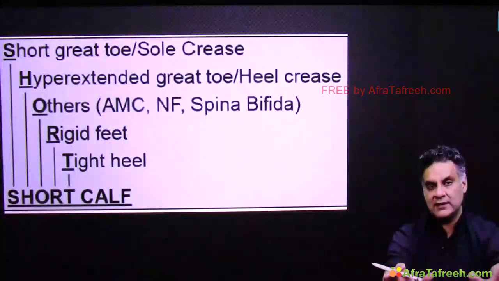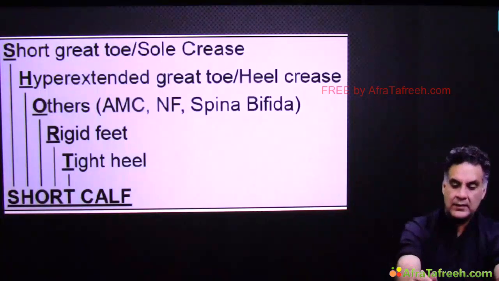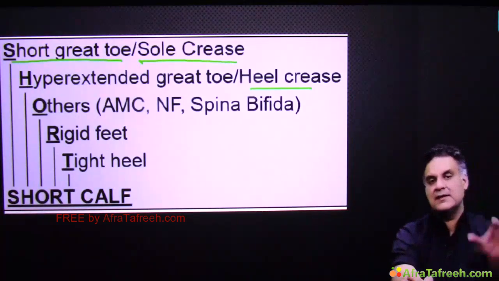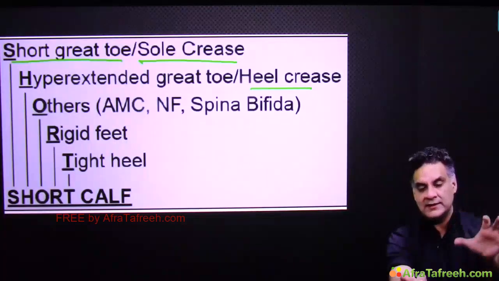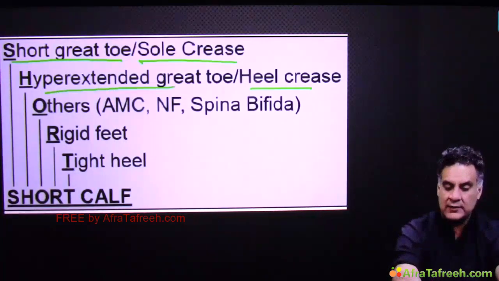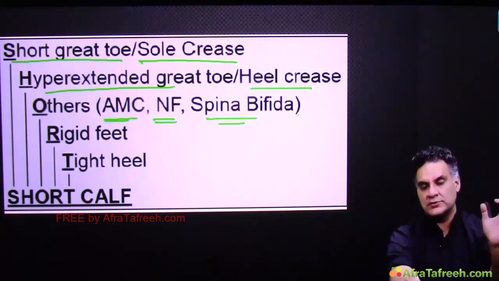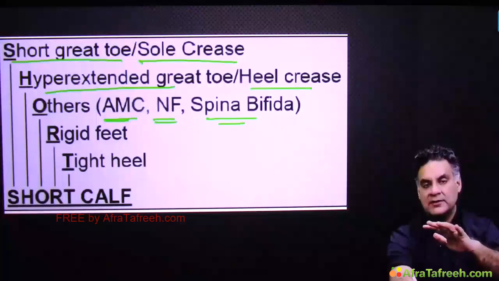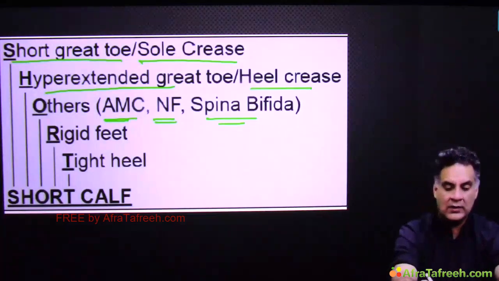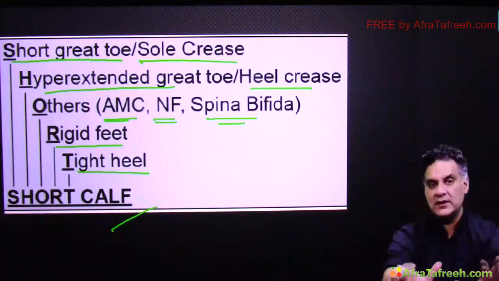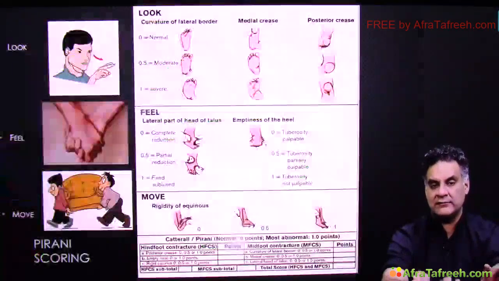If you have a rigid club foot, remember the mnemonic. You will have a short great toe, sole crease, also heel crease. These are the features which are stubborn. You're not able to treat them. Hyperextended great toe, associated anomalies of spine, neurofibromatosis, or contractures called arthrogryposis multiplex congenita, subcutaneous tissue undergoing fibrosis, or rigid feet, tight heel, and short calf. These are the features of a rigid or a resistant club foot.